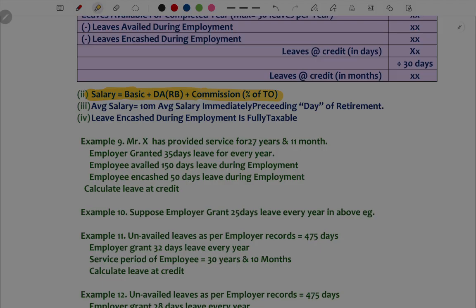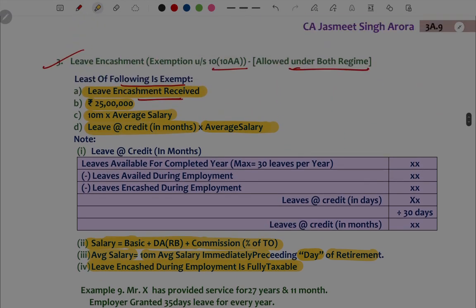Average salary would be the 10-month average salary preceding the day of retirement. Here, the main thing is the day of retirement, right? Then, see, leave encashment during employment is fully taxed. Leave encashment during the employment is fully taxable.